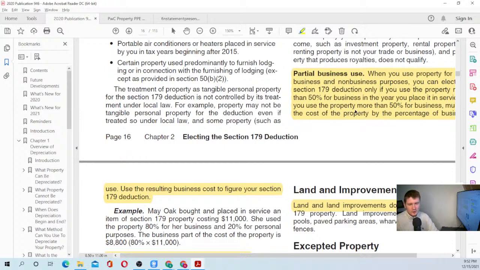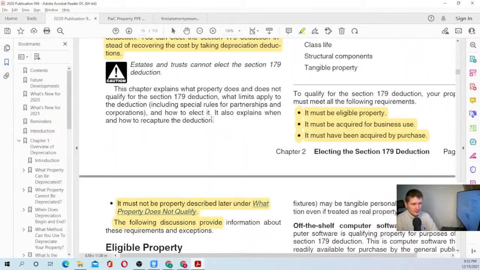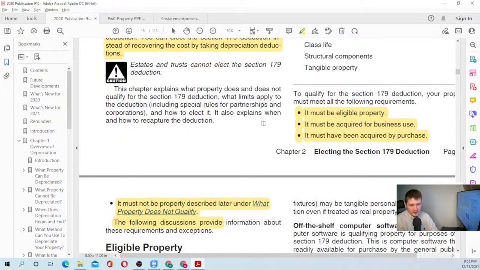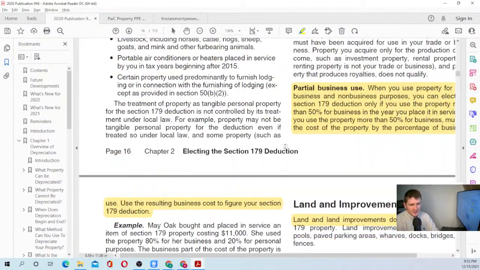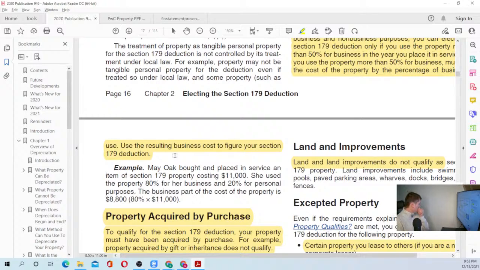So if you own a car and you use it for personal purposes, and you also use it for business, to claim that section 179 to write off all or part of the cost of certain qualifying properties. So if you use the car for business for 60% of the time, you can claim that section and write off 60% of your car. And that's the same as in the example.